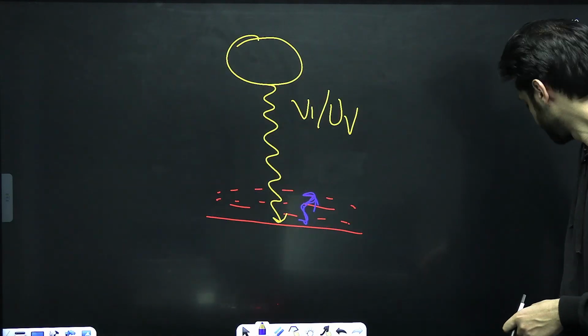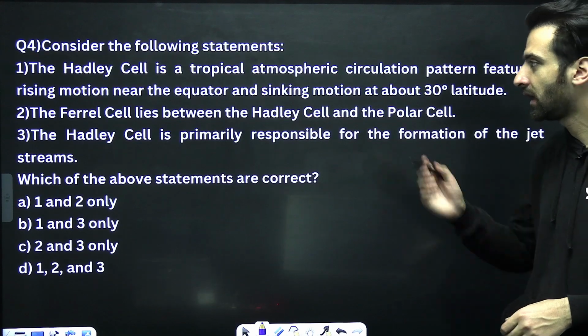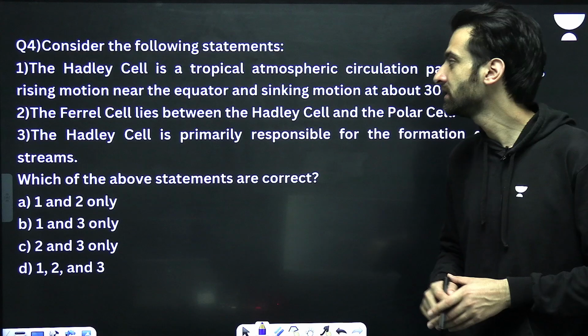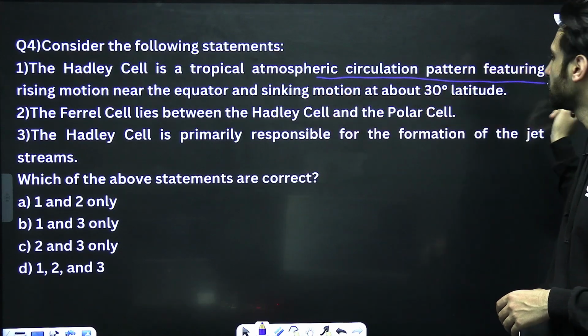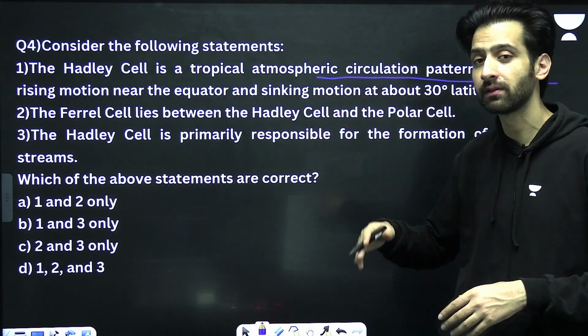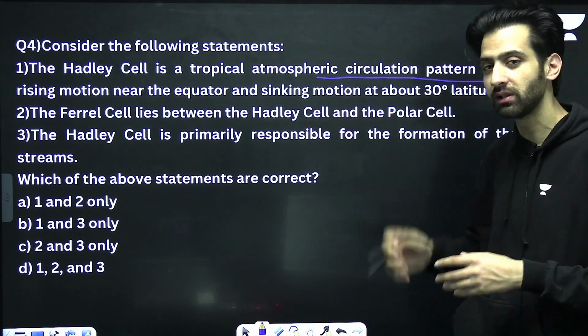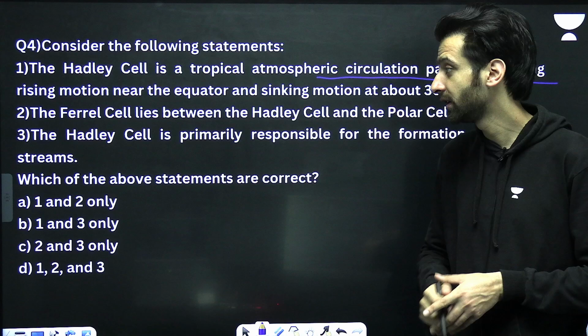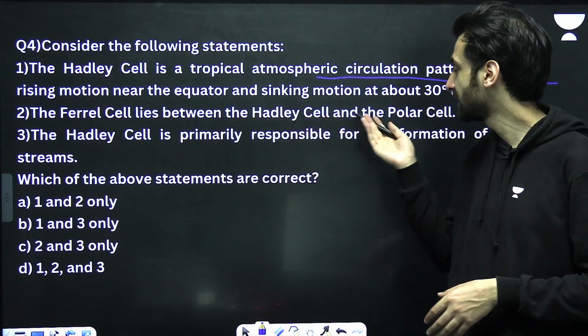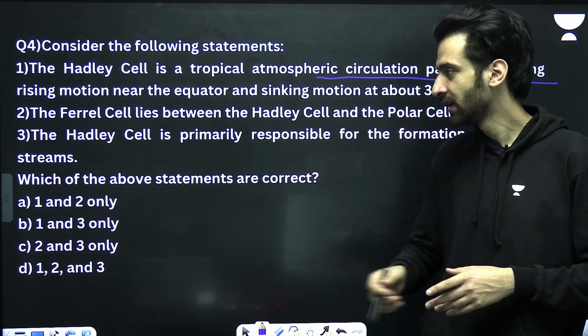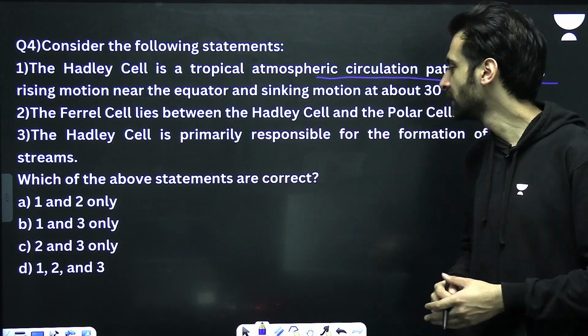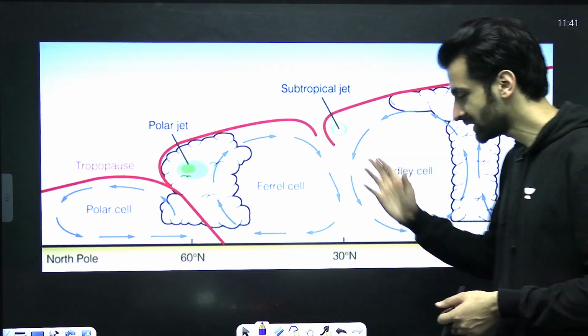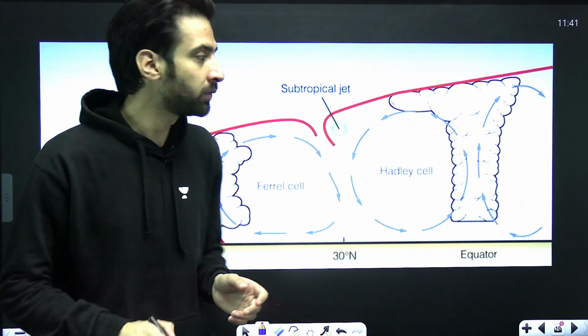That's your answer. Coming to the next question: the Hadley cell is a tropical atmospheric circulation pattern featuring rising motion near the equator and sinking motion at about 30 degrees. That is the first statement. Then the Ferrel cell lies between the Hadley cell and the polar cell. That's the second statement. And the third statement is that the Ferrel cell is primarily responsible for jet stream formation. Now this is an image for you. This will be very easy for you to understand.